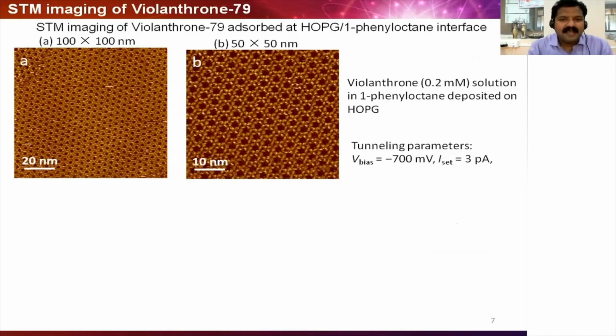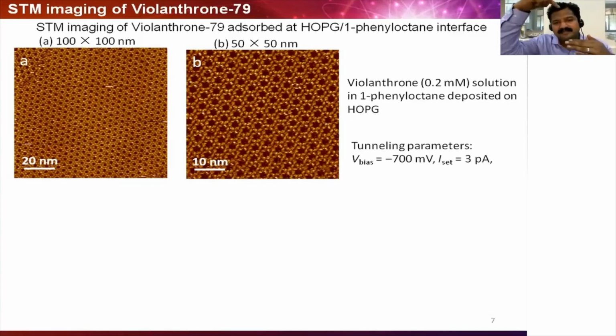So here is an example of the STM image of violanthrone molecules deposited at the HOPG 1-phenyl octane interface. Here is a 100 by 100 nanometer image where we can see a patterned surface occurring, and a closer look, a 50 by 50 nanometer zoom image, shows several ring-like structures organized across the surface. Here are the tunneling parameters used for this image, which is the V bias, the bias voltage between the tip and the sample. Another parameter is the set point current, which here is 3 picoampere.